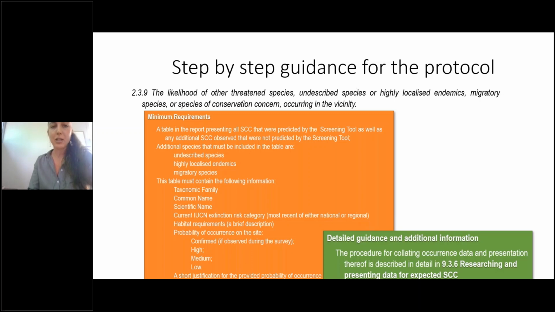So, for example, here, the likelihood of other threatened species or undescribed species or highly localized endemics being found on the site, occurring in the vicinity. So there are clauses like this. And so what we've done following every clause is say what the minimum requirement is to fulfill the clause that's in the protocol. And we give specific examples of what must go in. And then we also refer the reader to sections of the guideline where we show tables and examples of how this needs to be done.